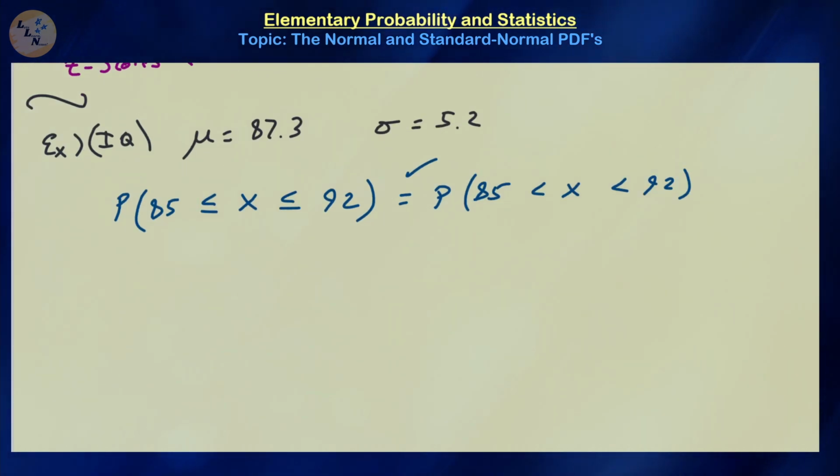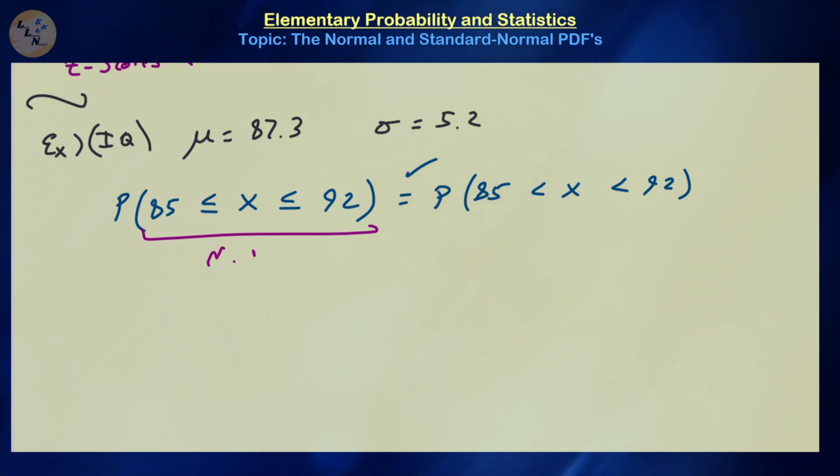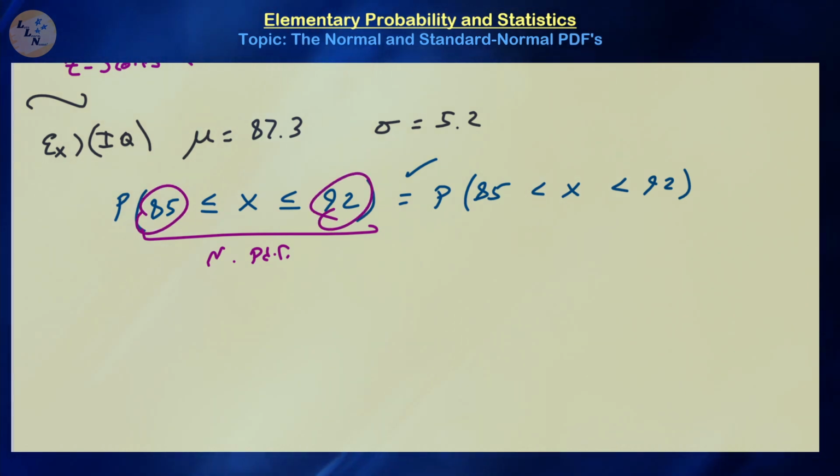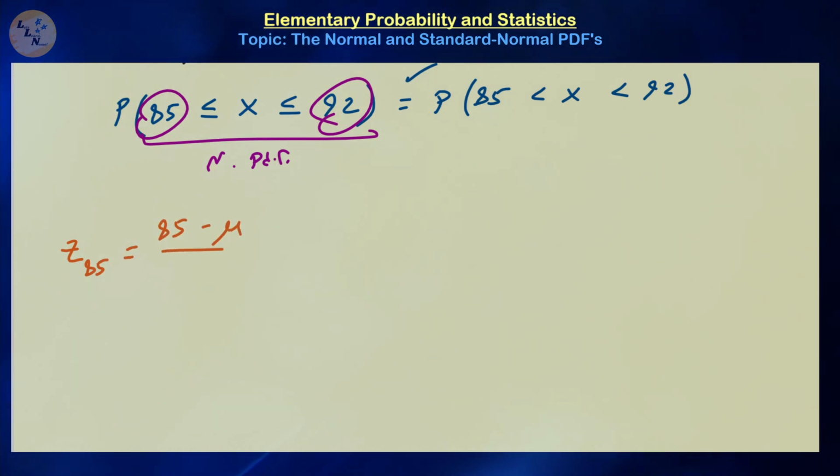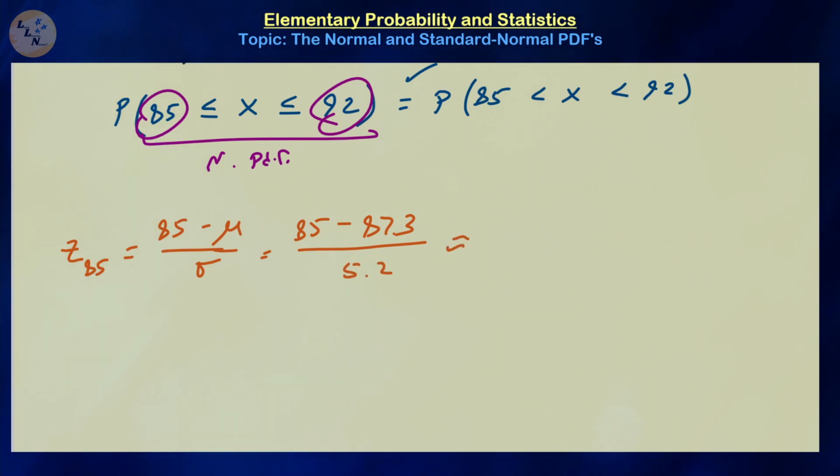So we can use the normal PDF to solve this, or we could use the standard normal PDF and just look at the z-scores for 85 and 92. Let's take a look at how we would do that. The z-score for 85 is equal to 85 minus the mean all over the standard deviation of the distribution. So that's 85 minus 87.3 all over 5.2, which is approximately equal to negative 0.44.